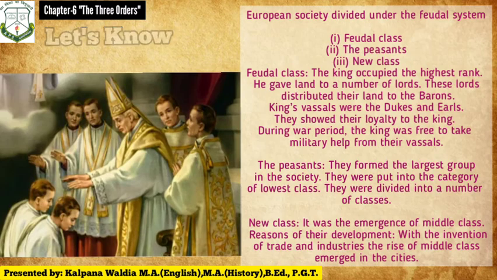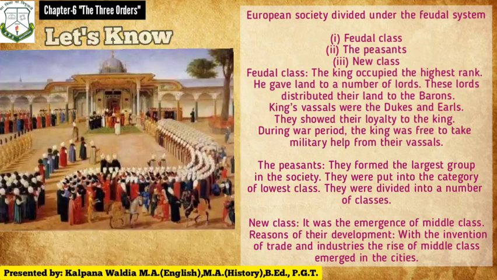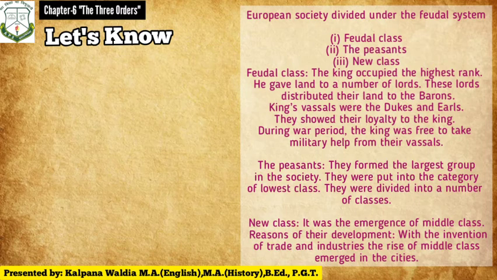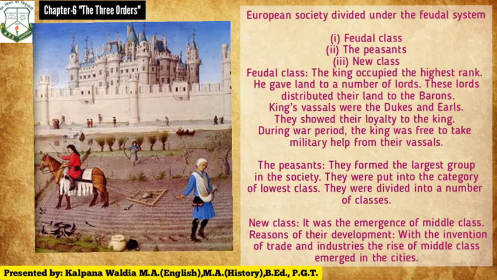Let us know a few more facts about the European society under the feudal system. It was divided into three sects: the feudal class, the peasant class, and the new class. In the feudal class, the king occupied the highest position or rank. He gave land to a number of lords, and these lords distributed their land to the barons. The king's vassals were the dukes and heiresses. They showed their loyalty to the king. During war, the king was free to take military help from these vassals.